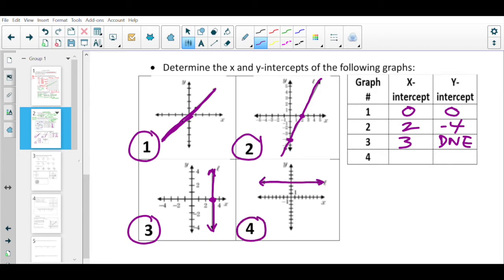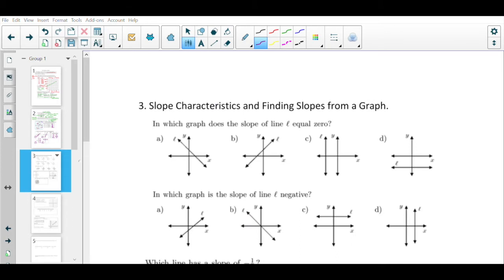Graph number 4 is a horizontal line which never touches the x-axis, so does not exist for x-intercept. For the y-intercept, there it is, 1, 2, 3, 4. Okay?